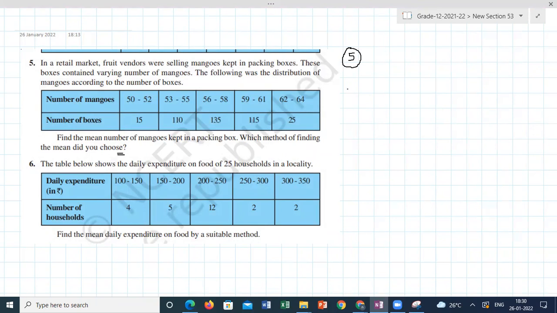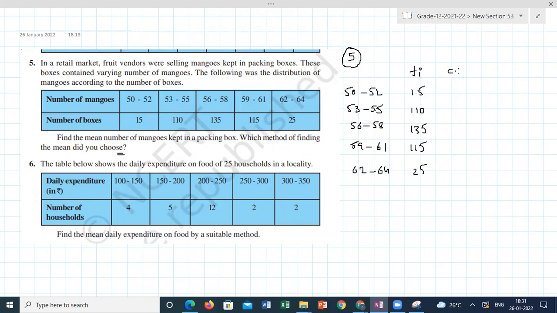So I'm writing the class intervals in one column: 50 to 52, 53 to 55, 56 to 58, 59 to 61, 62 to 64. The number of mangoes will never come in fractions, so it will be easy. The fi will be equal to 15, 110, 135, 115. These are a little bit big numbers, so I am taking the assumed mean method.